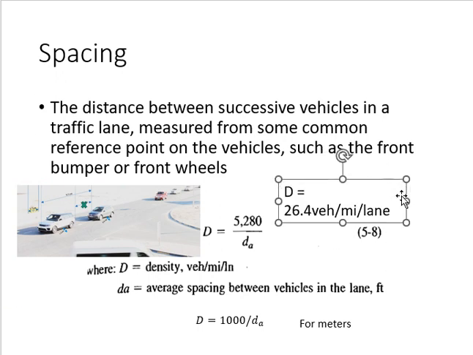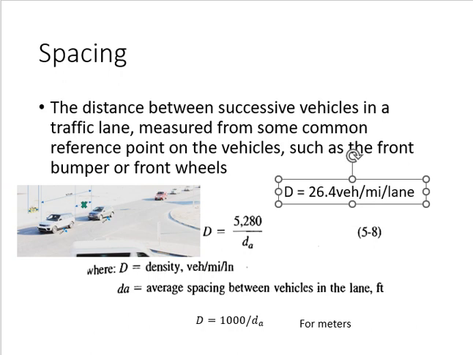What units am I using here? Vehicles per mile per lane. Who told me it's per lane? Where is it written? Did they give the number of lanes? Did they mention it's a one lane highway, or two lane or three lane? The number of lanes is not mentioned. So how did I include the number of lanes here in the equation?